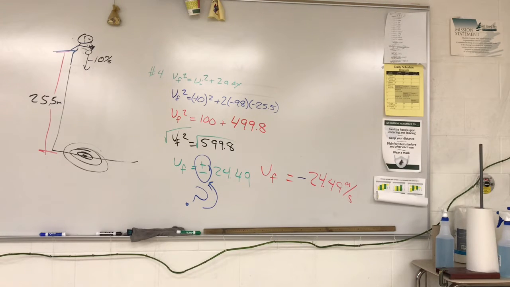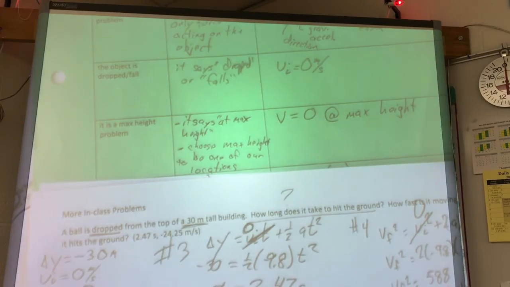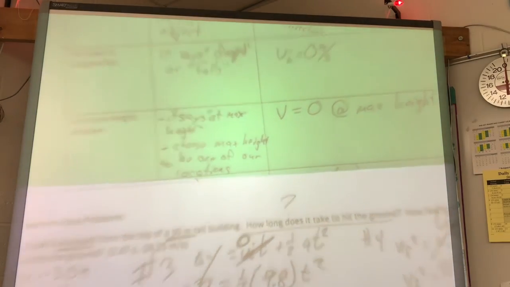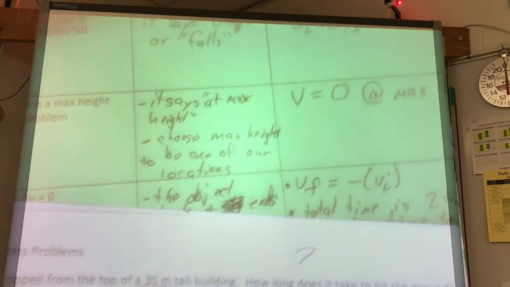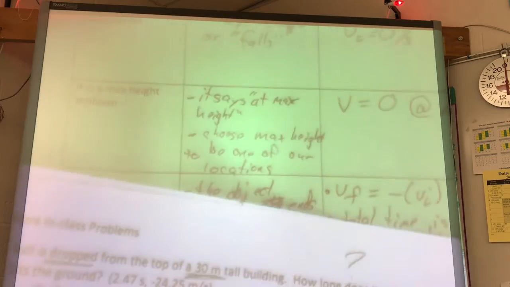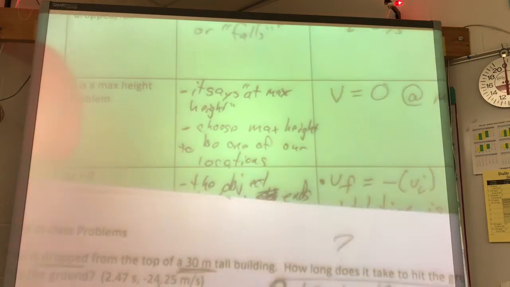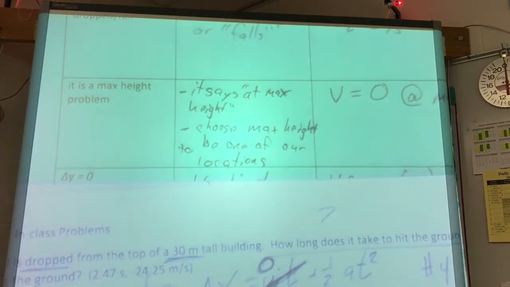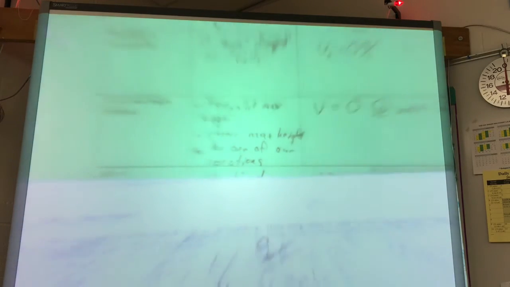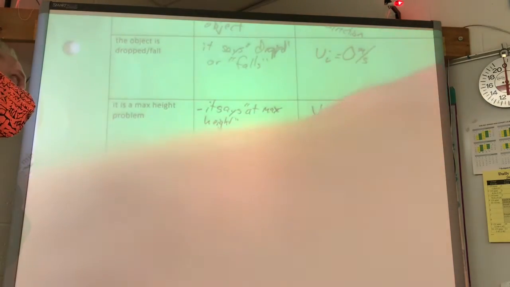Okay, it's a max height problem. And a max height problem has some conditions, and I can try to zoom in a little bit on that for you guys. A max height problem, we know it's a max height problem because it says at max height, or we choose maximum height to be one of our locations. Sometimes it's really beneficial. So this is on our yellow sheet. We're adding that next line to our max height problem. We can choose that max height to be one of our locations. And the reason why that's beneficial is because at max height, we know how fast that object is going.